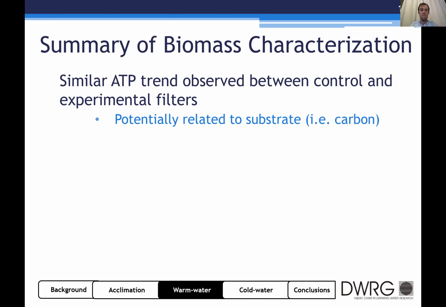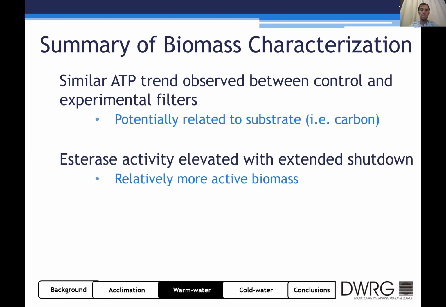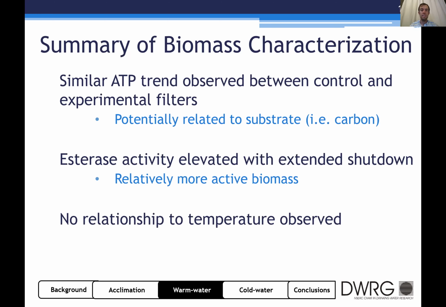So, quick summary, similar ATP was found on the control and experimental filters. And what this tells us is that the biomass community or the biofilm community isn't really impacted by shutdown. It may be related to substrate, but we didn't see any definitive trends or water quality indicators for this. There's relatively more biomass or relatively more activity in the biomass with extended shutdowns, which may tell us that it's a preferential operational procedure. But we really didn't see a relationship to temperature. Most people would tell you biological processes are dependent on temperature, and we didn't necessarily see that trend.